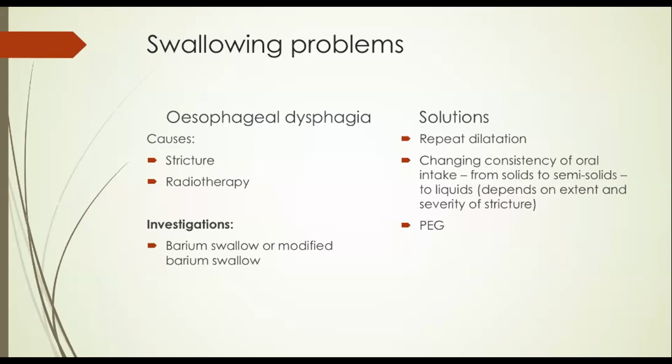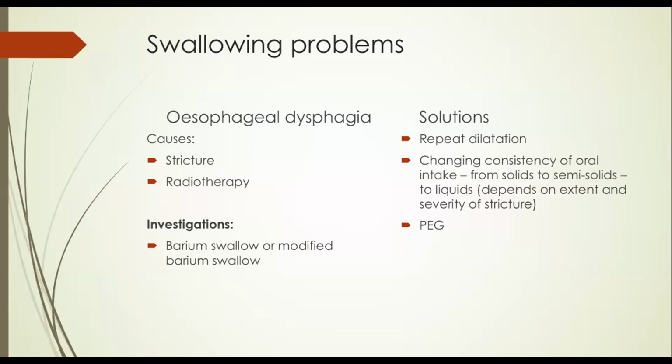How we manage this is just with changing the consistency of what they eat. So if they're struggling with solids, we then tell them to have softer, smoother food, semi-solids. If they're struggling with that, they then move down to liquids. It's not the best diet to be on, but that is then how they eat. It may get to a point where it is that severe that very little is going down, and then nutrition is then compromised, and in those cases we then refer for PEG placement so that they can have their nutrition.